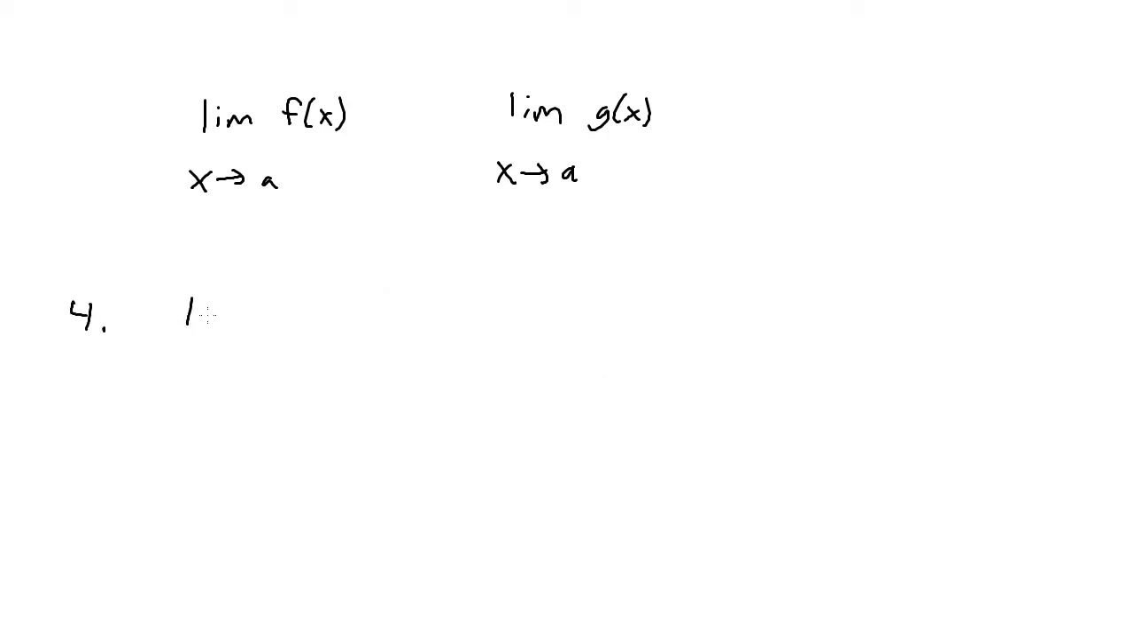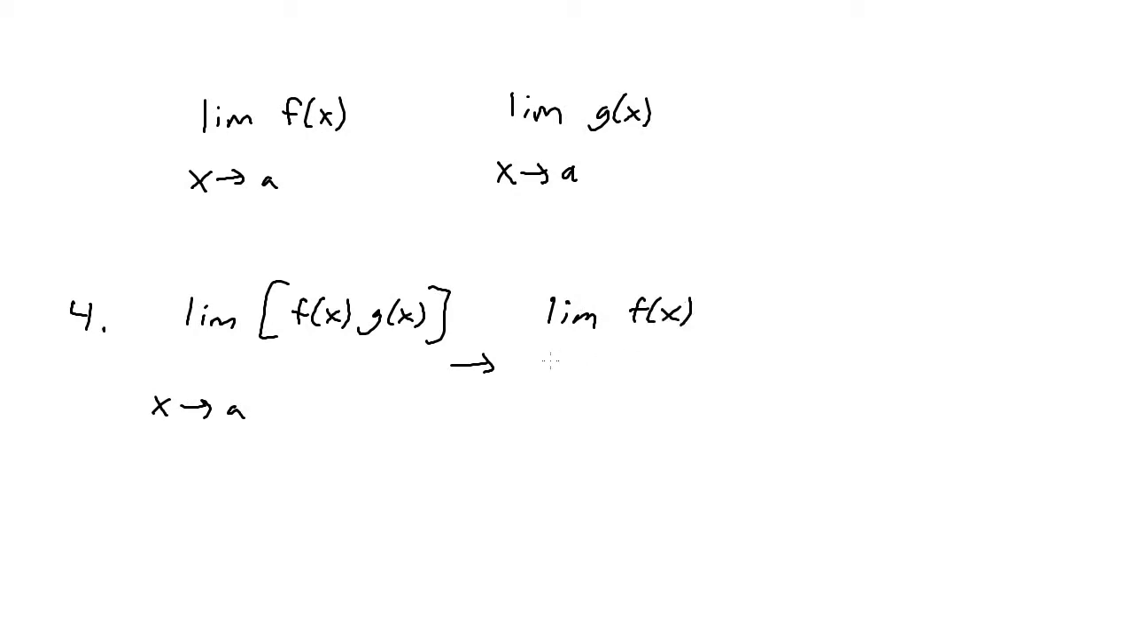Now for number 4, we have the limit of f of x times g of x as x approaches a. So the way you can evaluate this using the limit laws is, once again, you can take the limit of each individual function. So you take the limit of f of x as x approaches a multiplied by the limit of g of x as x approaches a as well.